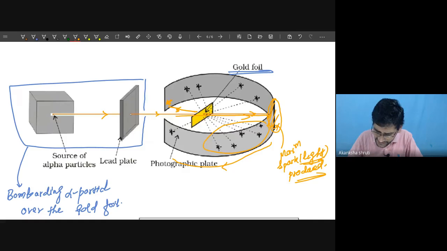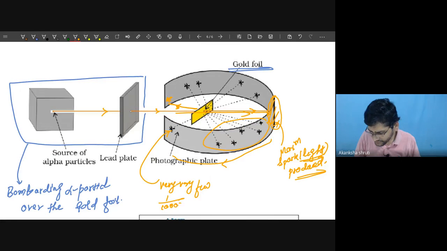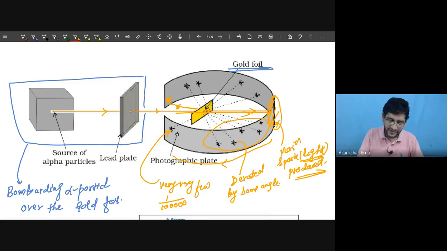So here in this region, very few. You may consider it is 1 out of 10 to the power 5, means 1 out of 1 lakh alpha particles was just returning. Maximum was just in front of it. Some of them got deviated, means after hitting it have not passed straight, but these are deviated by some angle. So these were also lesser as we move away from the central or the front screen. Get it?